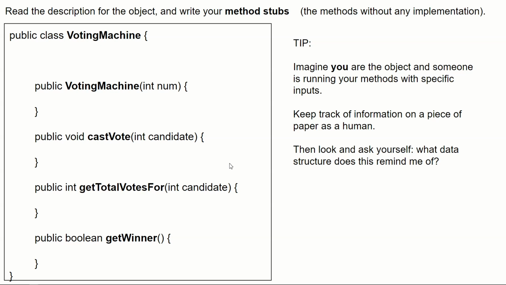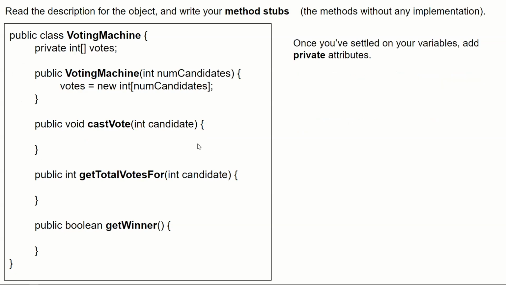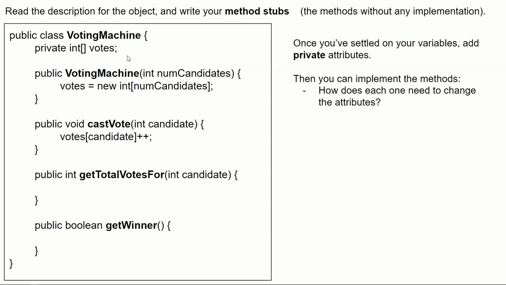How are you going to write down all those votes in a way that makes it easy to do these other things? So try it out as a human being, literally write down numbers on paper and then ask yourself, what does this remind me of? Does it seem like I'm using an array? Does it seem like I'm using an array list? Thinking about it in a human way can lead you towards the code. Okay, so once you've decided on whatever variables you're going to use, make sure to make them private.